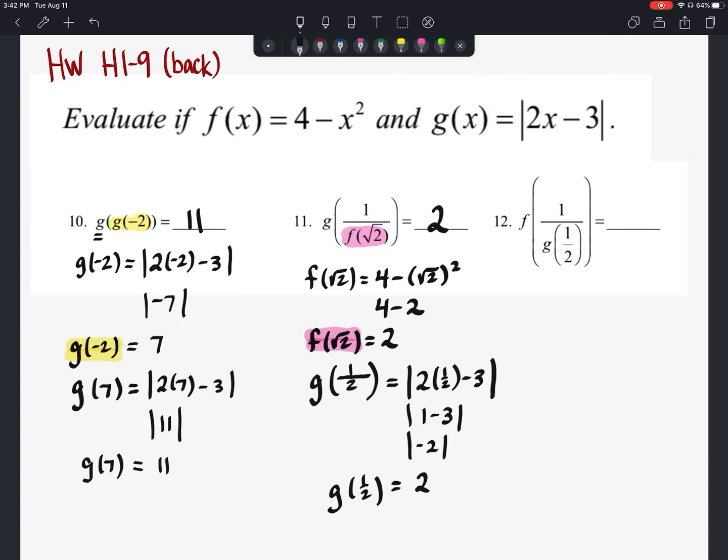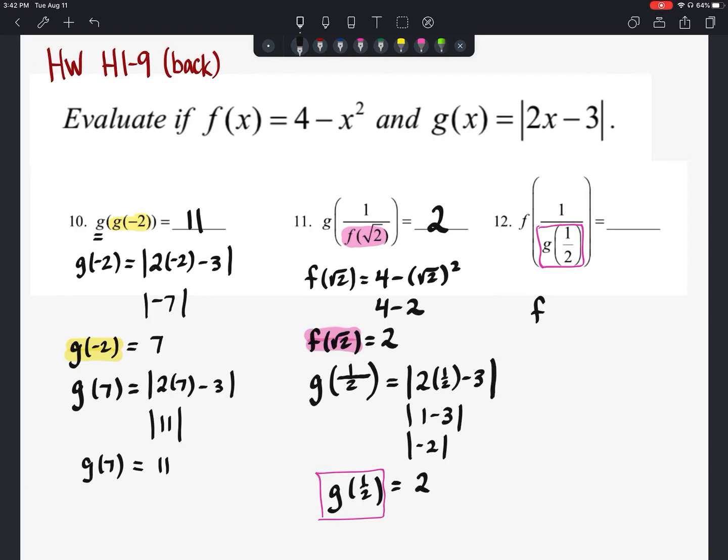All right, so on to 12. Now we're switching. We have f of 1 over g of 1/2. Well, we just did g of 1/2, right? We just said that g of 1/2 was equal to 2. So since this is also g of 1/2, we know this has to equal 2. So we can kind of cut our work down a little bit here.